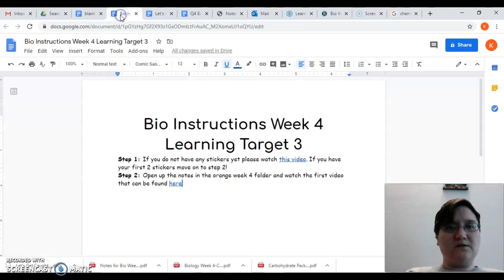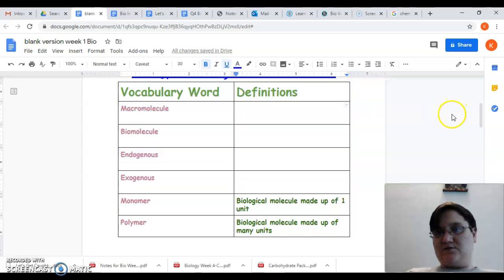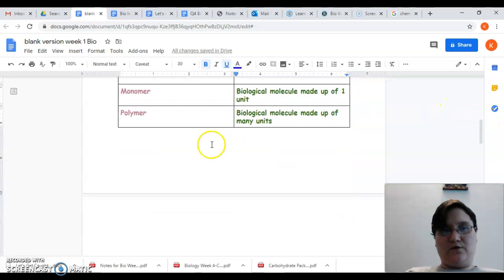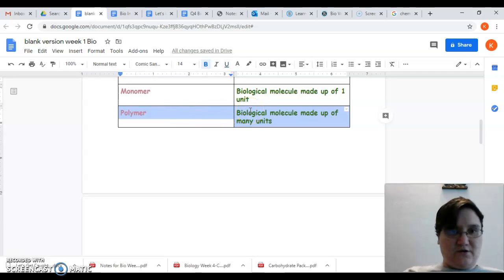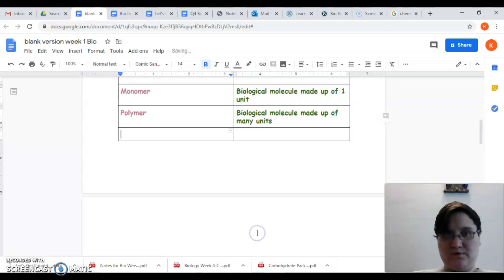So, what did I save it? Is this it? No, that's not it. There it is. Alright, so if you've never done this before, it's okay. All you're going to do is Control C, so you're going to copy the last row, right? And then you're going to right click, and you're going to see it says insert row above, insert row below. So you want to insert row below, and you're going to make 5 of these.